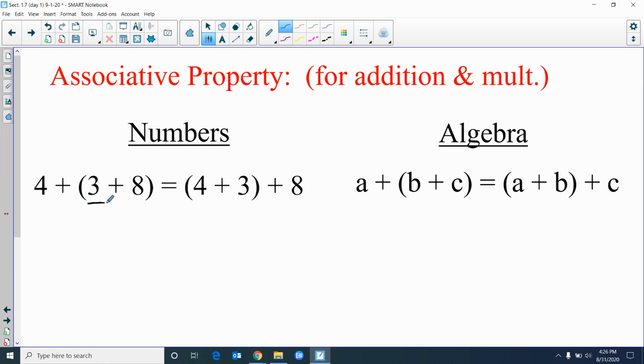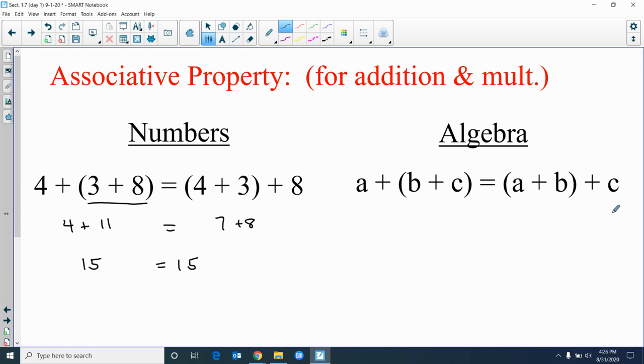So in this case here, I have to do 3 plus 8. So this becomes 4 plus 11. Well, 4 plus 11 is 15. On the right side, I have to do parentheses. 4 plus 3 is 7. 7 plus 8 is 15. So in the end, they're always going to be the same.